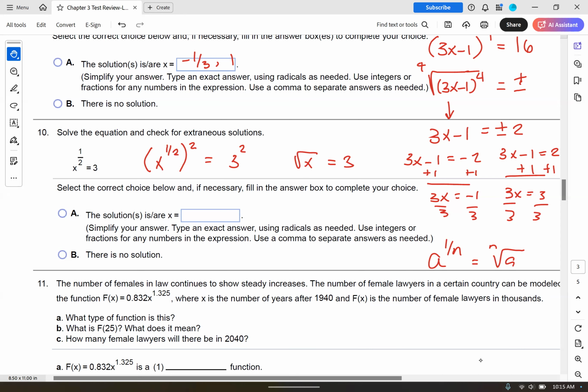Okay, so if I square both sides, either way, I can square both sides. And what do I get? X is 9. And that is a solution. The square root of 9 is 3, correct? So that is the solution. X is equal to 9.